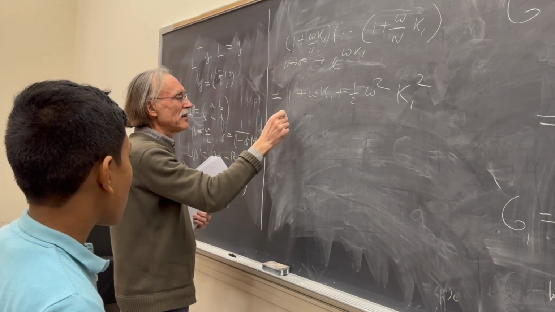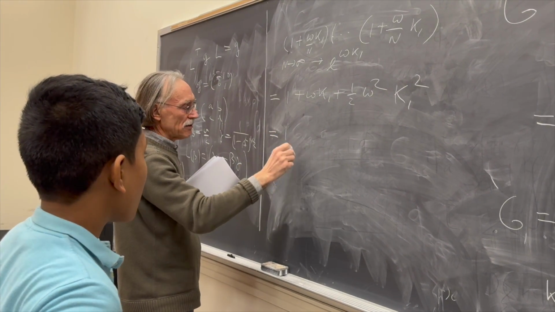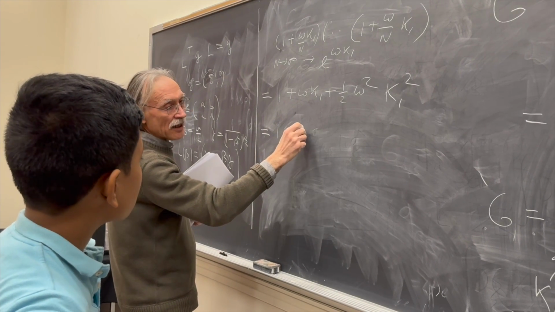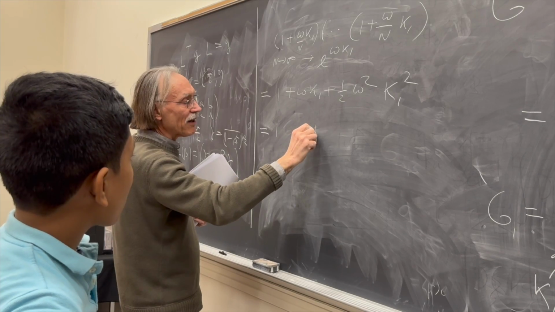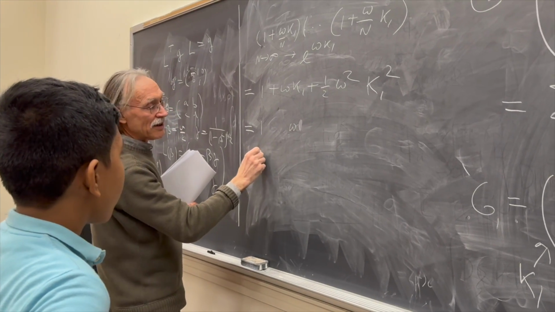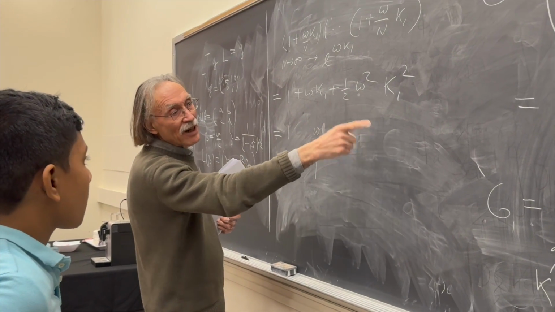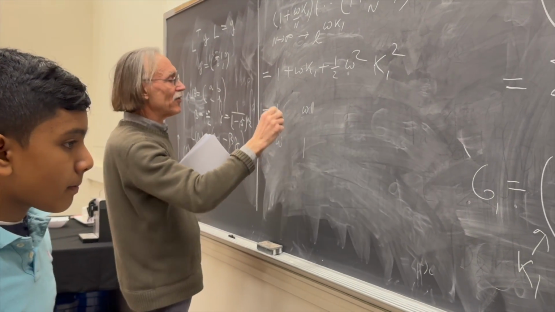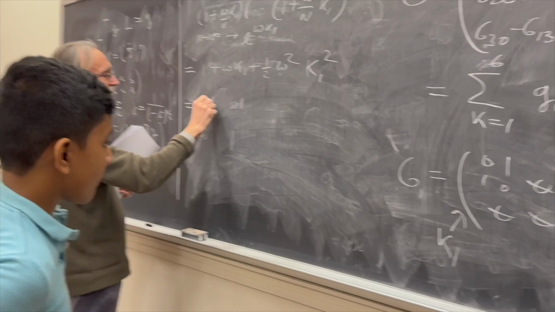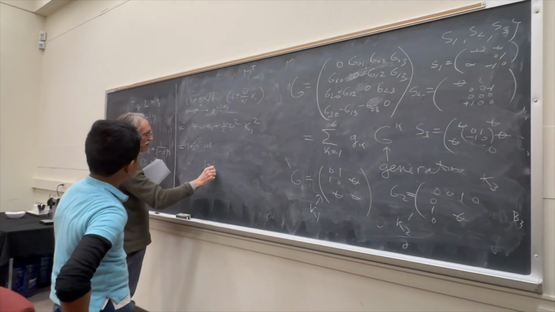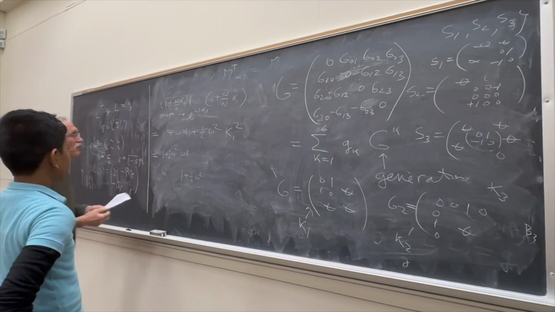And what is that? That is 1. Omega k1, that is just this matrix. Omega, we have here omega, here there's omega, here there's a 1. K1 squared, that is the identity of that two matrix. So it is 1/2 omega squared. This is 1/2 omega squared.